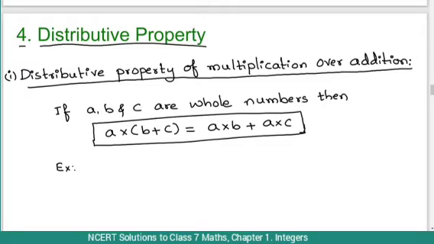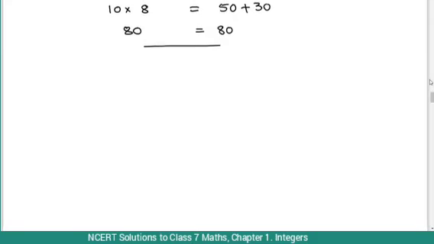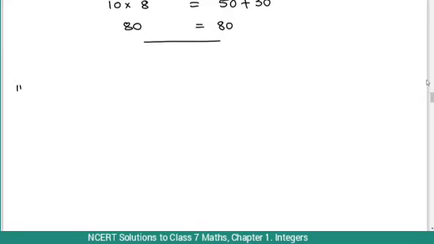I will take one example also. A as 10, B as 5 and C as 3. So 10 × (5 + 3) and 10 × 5 + 10 × 3. Solve left hand side and right hand side. 10 × 5 is 50, 10 × 3 is 30. 50 + 30 is 80. Here 5 + 3 is 8, 10 × 8 is 80. So both answers are the same here. Then this property holds good for addition.